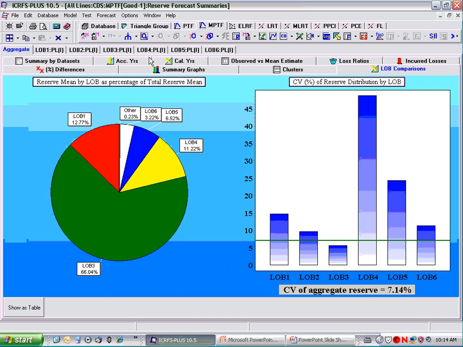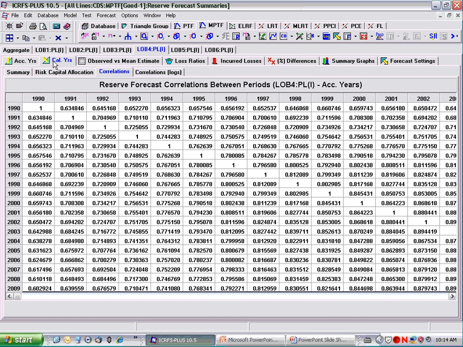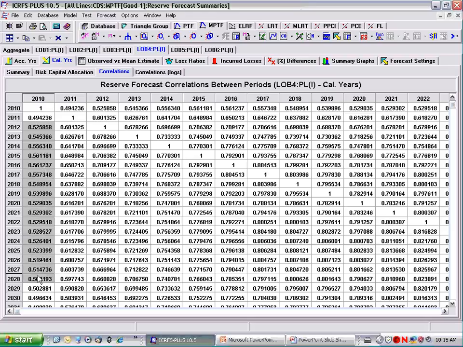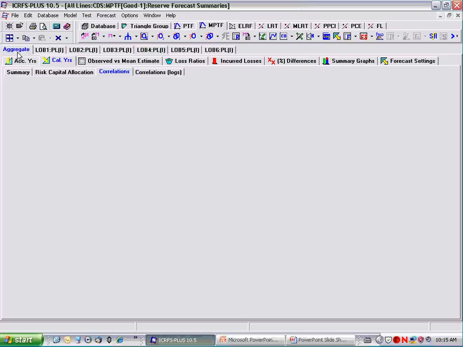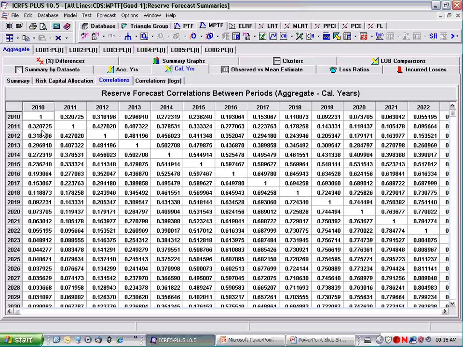If we look at the calendar years for LOB4, you notice there's a lot of correlations between the calendar years. This kind of means that if you've got huge losses in the first year, because of the high correlations, you're also more likely to have huge losses in the subsequent years. So for LOB4, first year in distress means that subsequent years are also more likely to be in distress, and therefore your delta TP, your additional technical provisions, will be pretty high if the first year's in distress. However, if you look at the aggregate, you'll find that the correlations are pretty low.